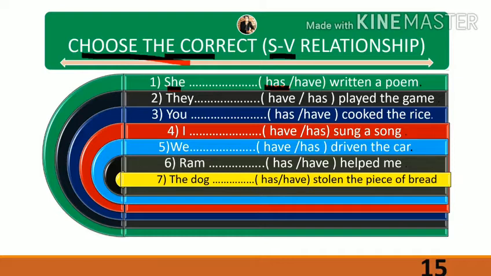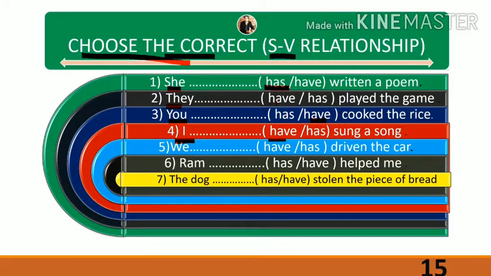In the second example, when we talk about they, they is a plural word, and here we can make use of have instead of has. So we can write like this: they have played the game. When we talk about you, with you we make use of have instead of has. So you can write like this: you have cooked the rice. When we talk about I, I is always an exception. With I we also make use of have, and the sentence would be like this: I have sung a song.